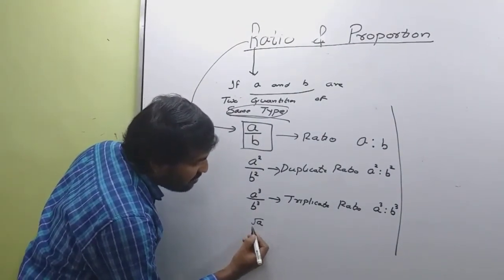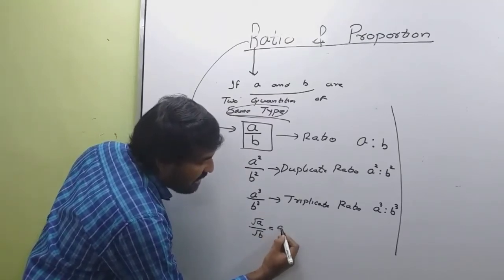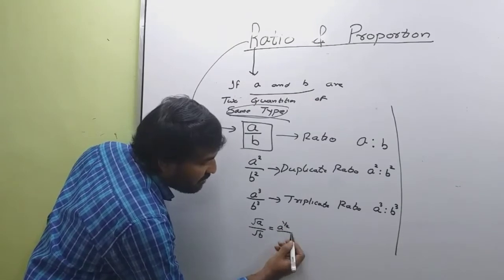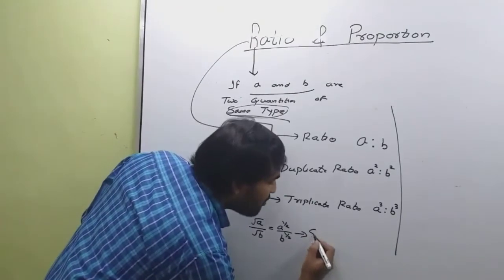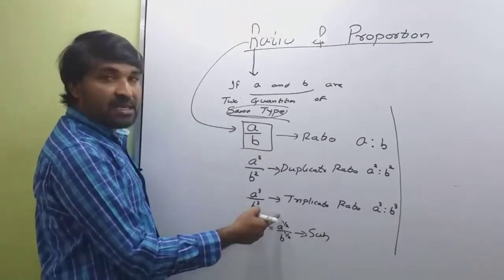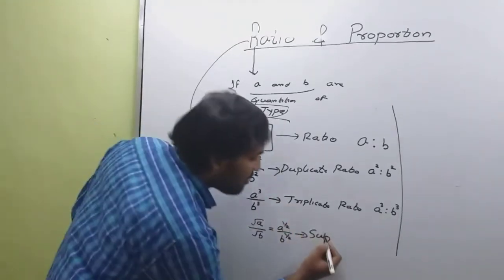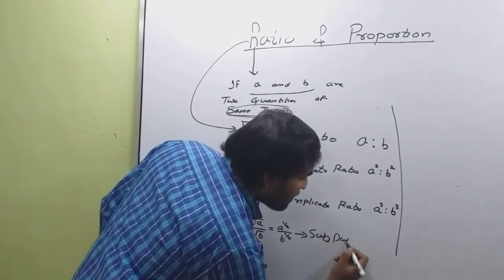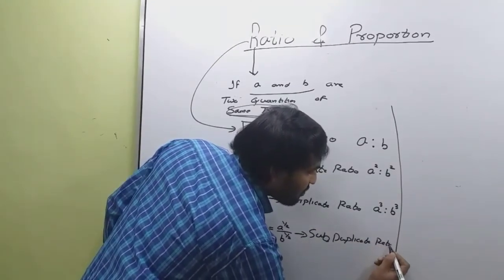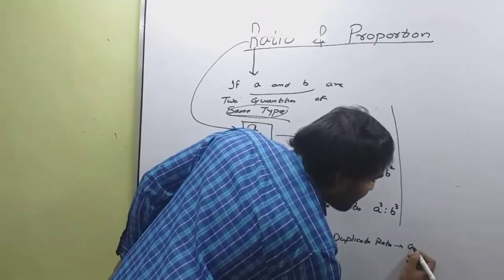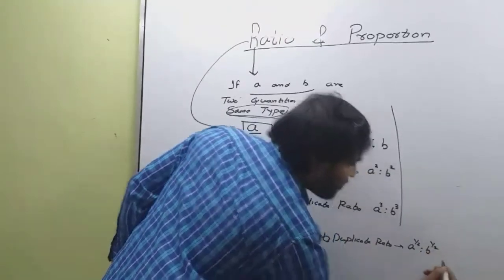Then root A by root B, or A raised to 1 by 2 divided by B raised to 1 by 2, is called subduplicate ratio, and is denoted by A raised to 1 by 2 is to B raised to 1 by 2.